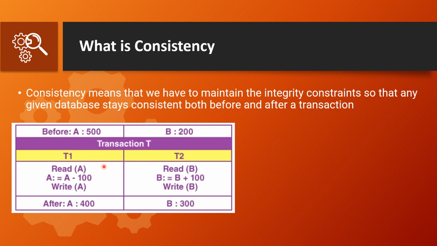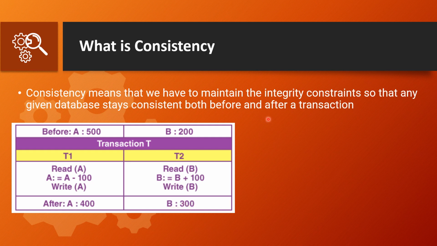Some transactions happen. Transaction T1 happens with person A and transaction T2 happens with person B. Let's focus on transaction T1: read A, that is 500. A becomes A minus 100, meaning 500 minus 100. Write A. What will be left? It will be left with 400. Transaction T2: read B, B plus 100. This 100 gets added to the balance of B. Write B. B will be 300.